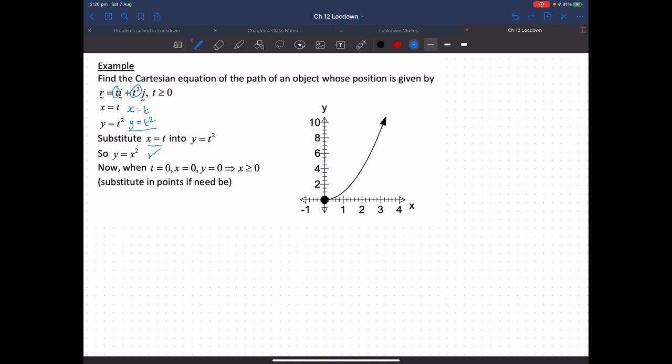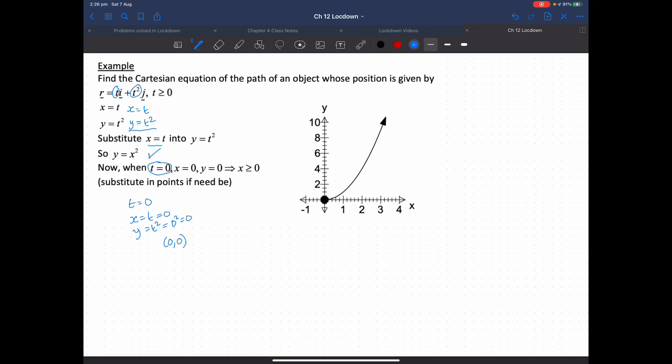I also know where the path of my object begins because time is greater or equal to 0. So I know it starts when time is equal to 0. If I substitute time equals 0 into x equals t, I get x equals 0. If I substitute time equals 0 into y equals t squared, I get y equals 0 squared, which is 0, which tells me that it starts at the point 0, 0.